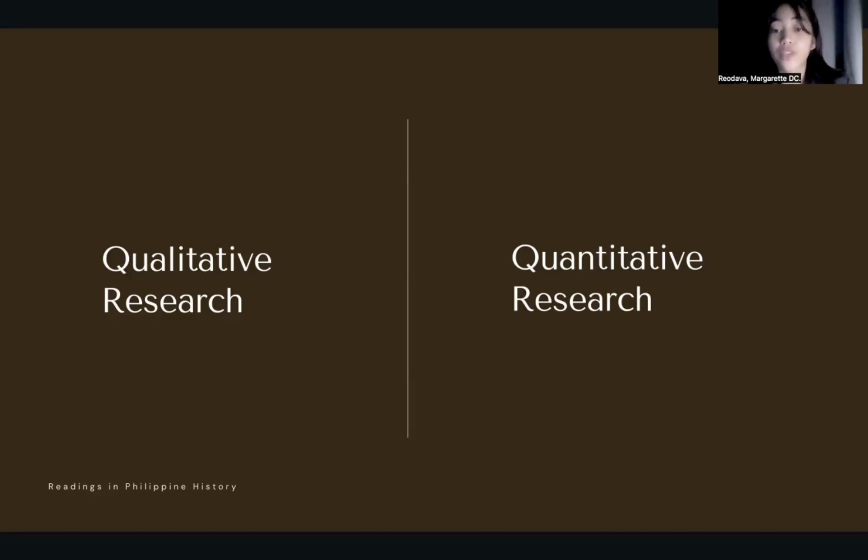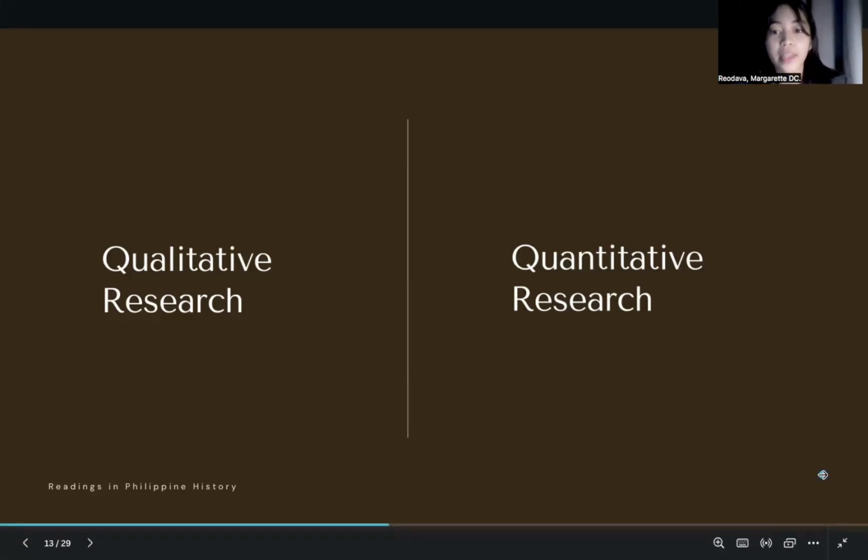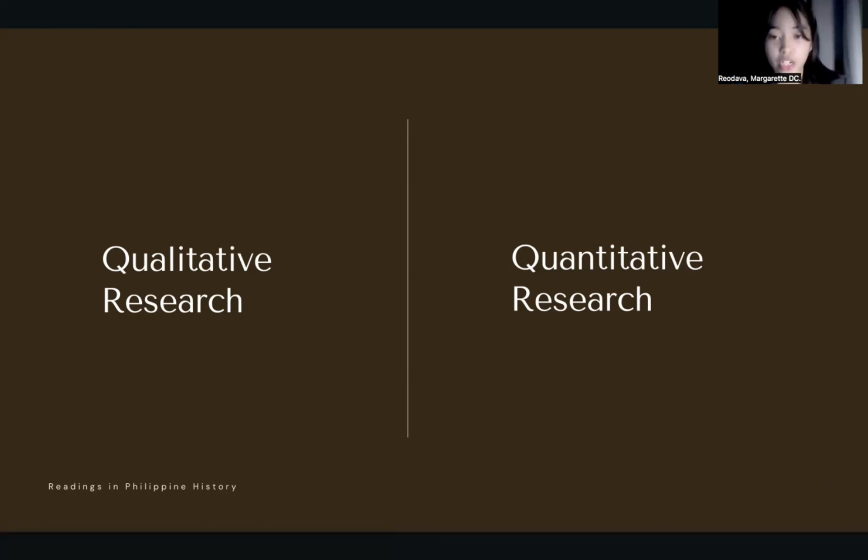Ngayon na alam na natin yung mga features nila, ano nga ba yung ginagamit nating approach when it comes to historical research? In historical research, we use the qualitative approach. This is because it requires systematic collection, critical investigation of the obtained data, and examination of historical evidence. Although minsan ginagamit ang quantitative research approach, hindi siya gaanong ginagamit kasi hindi naman laging gumagamit ng statistical analysis when we try to conduct a historical research. Now, let us move on to the 5 preliminary considerations.